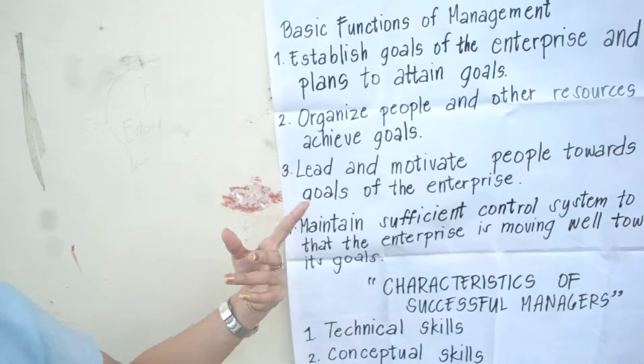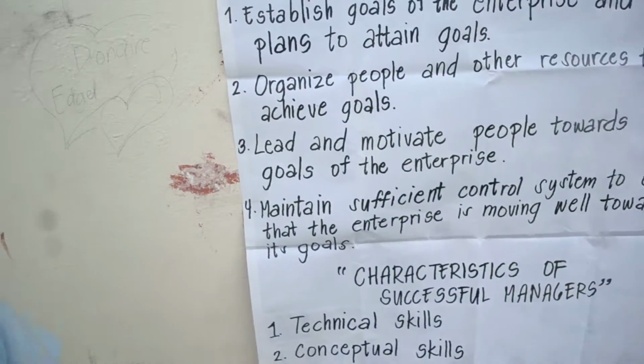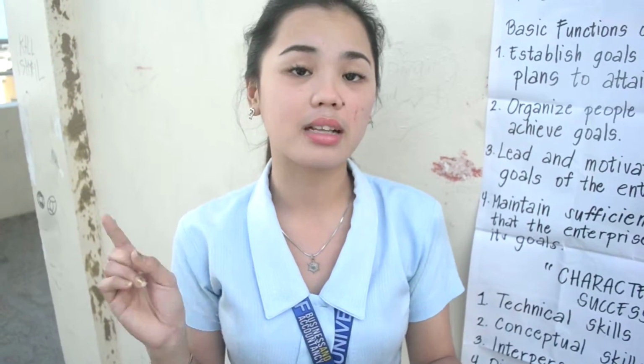So the next is to organize people and other resources to achieve goals. In short, this is the organizing function of management. So enterprises organize by bringing together physical, human, and financial resources to achieve objectives. They identify activities to be accomplished, classify the activities, and assign activities to groups or individuals. So they create responsibility and delegate authority. Then they coordinate the relationship of responsibility and authority.